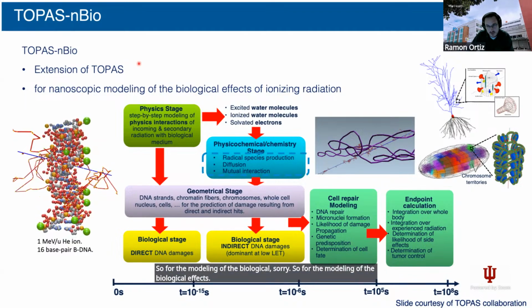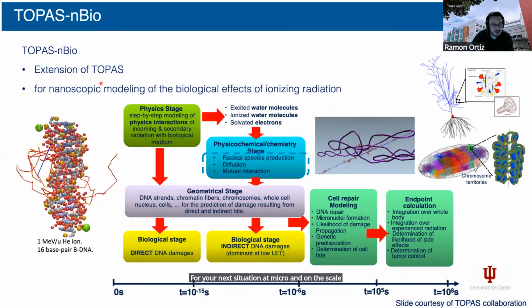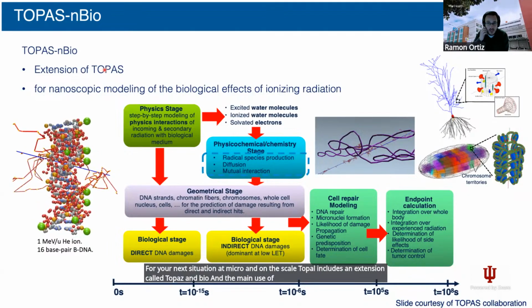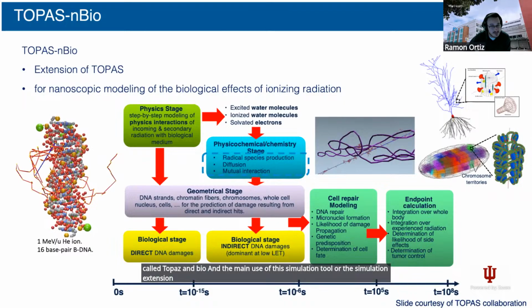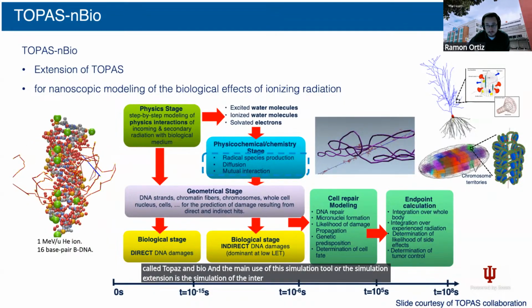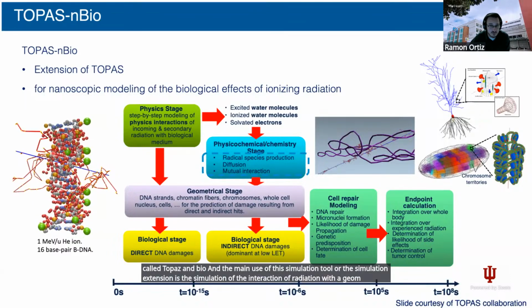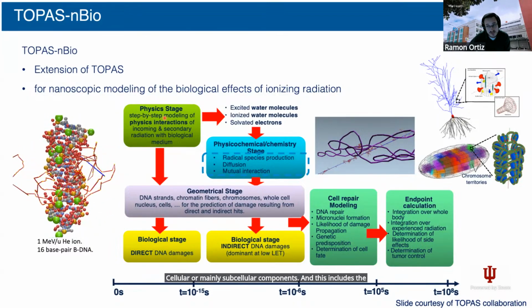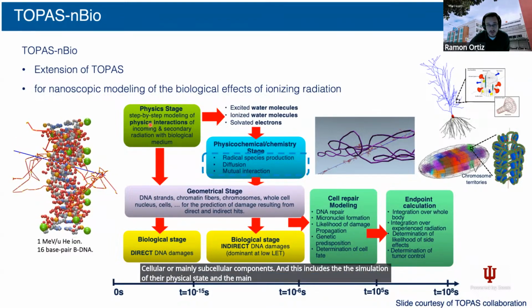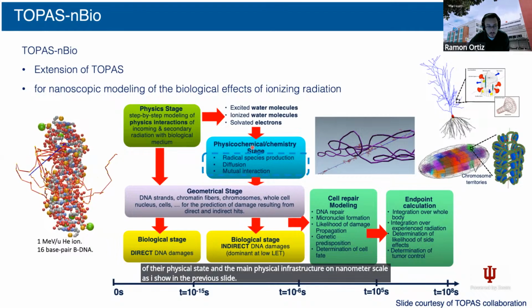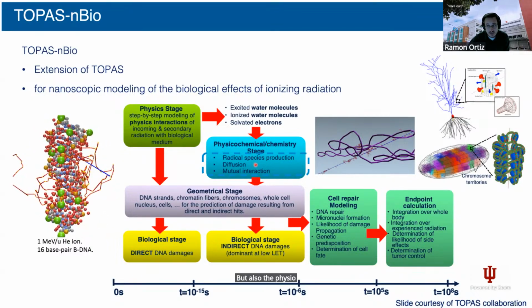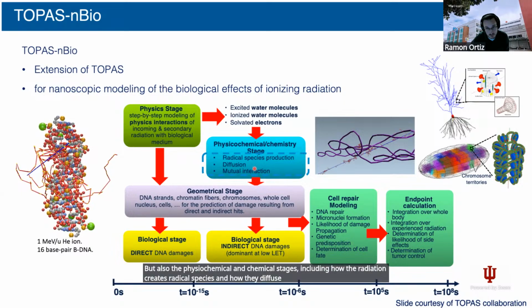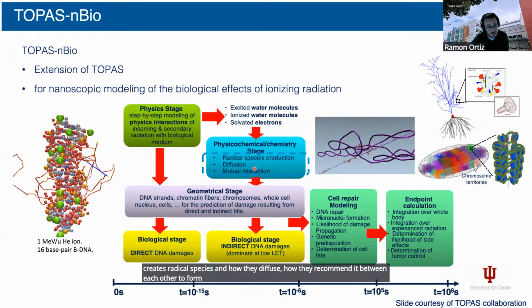So for the modeling of the biological effects of ionizing radiation at micro and nanoscale, TOPAS includes an extension called TOPAS-nBio. And the main use of this simulation extension is the simulation of the interaction of radiation with a geometrical representation of cellular or mainly subcellular components. And this includes the simulation of the physical stage and the main physical interactions on nanometer scale, as I showed in the previous slide, but also the physicochemical and chemical stages, including how the radiation creates radical species and how they diffuse and how they recombine between each other to form new chemical species.